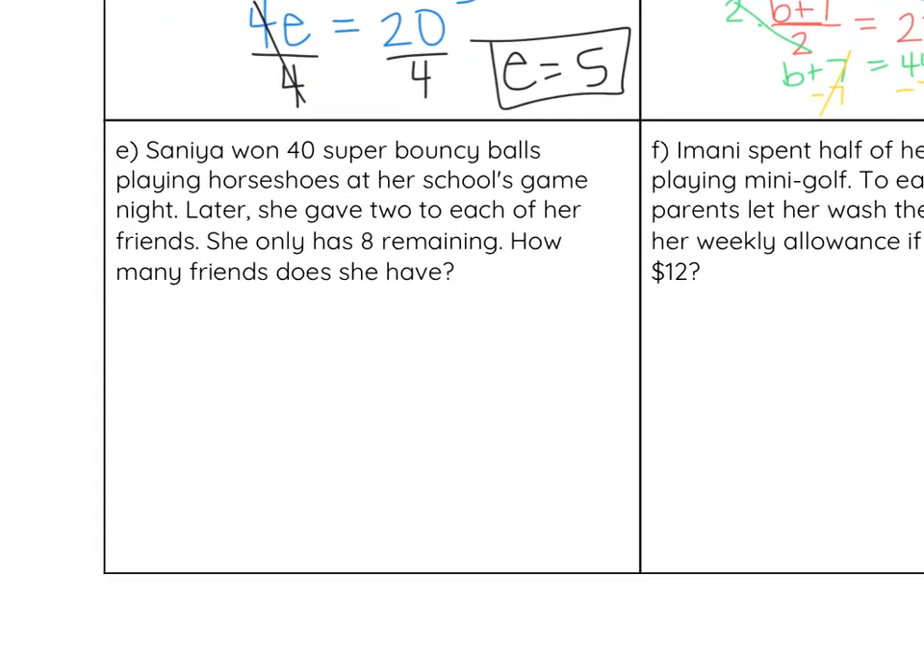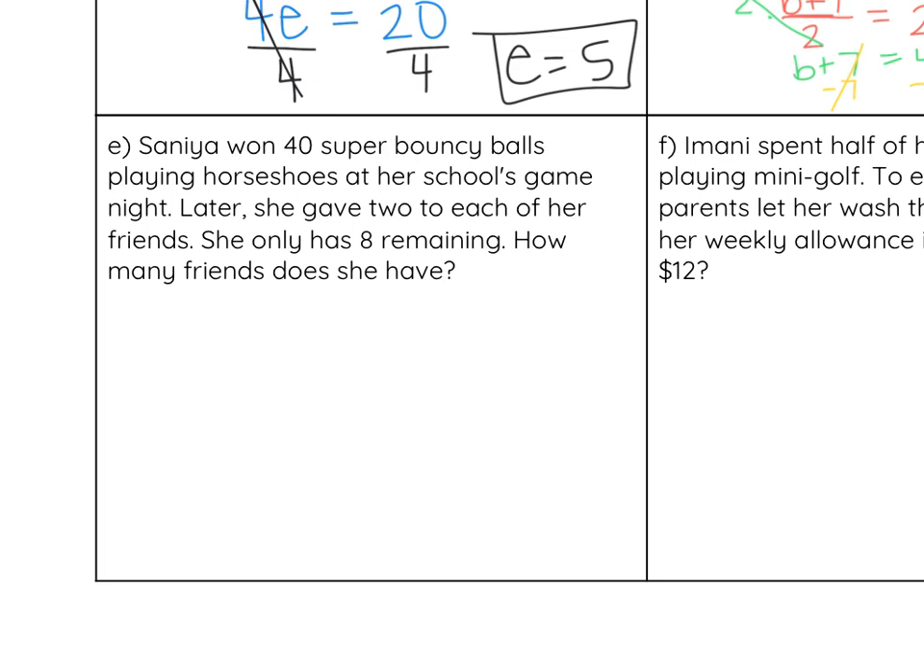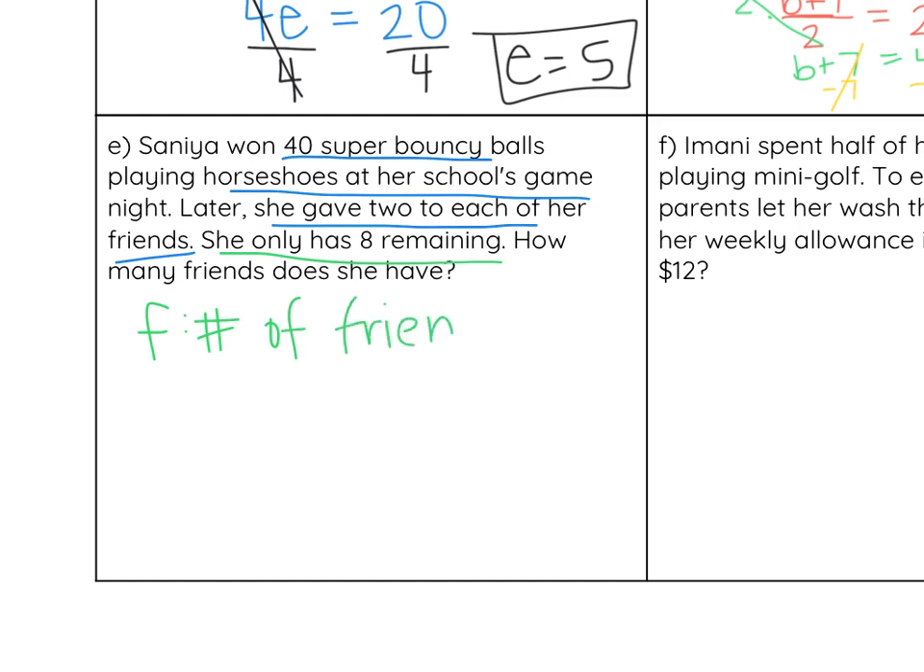Moving on to E. So we have Sanaya, who won 40 super bouncy balls playing horseshoes at her school's game night. Fun. Later, she gave 2 to each of her friends. That is so kind. Now she's only got 8. So how many friends does she have? Okay. So I'm going to use F for the number of friends. That's not the hashtag of friends. All right, so she won 40, so we started with 40, right?